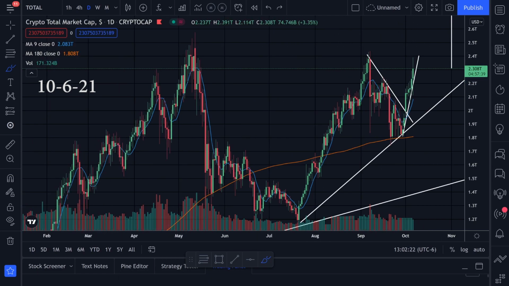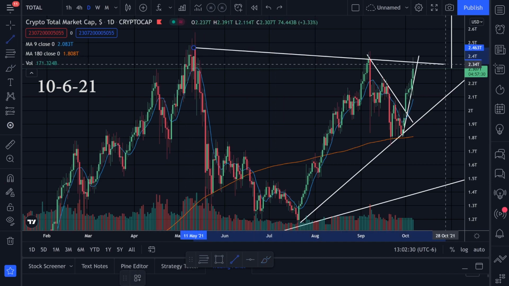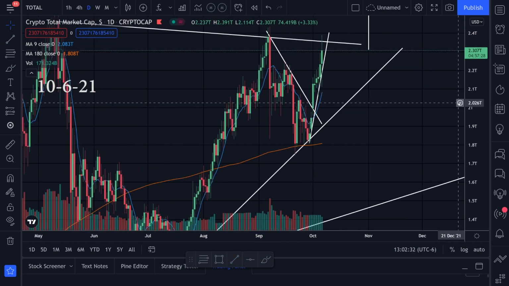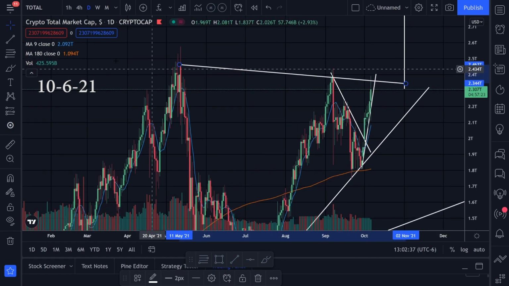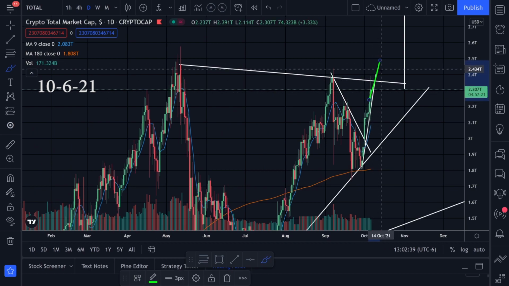What I've been saying too is that we have resistance right here and we have resistance right here. So let's draw that trend line again from here to here. So yeah, you can see that we got resistance right on that level. Let's see if we could break out of this trend line right here. I talked about this on my last video.